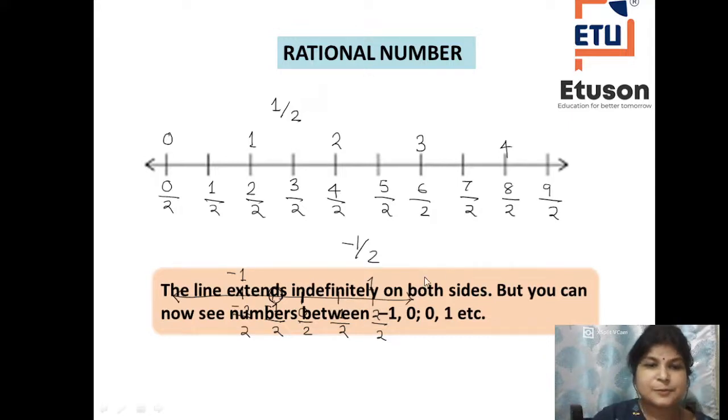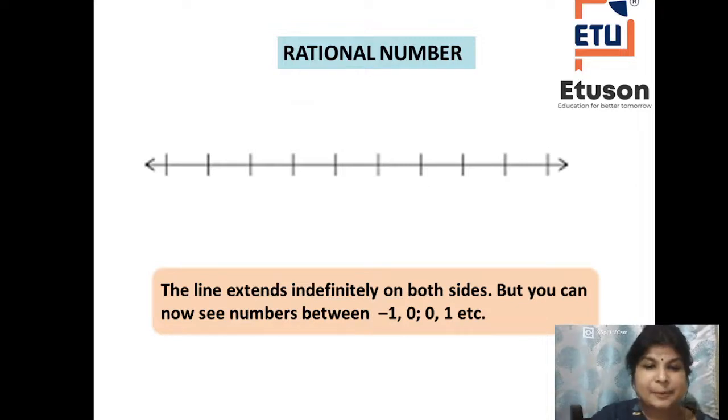So in this case, you can see that the line extends indefinitely. In case of rational numbers also, the line extends indefinitely on both sides, but you can now see numbers between minus 1, 0, 0, 1, etc. So basically, in case of rational numbers, you can obtain the numbers in between your whole numbers or natural numbers.